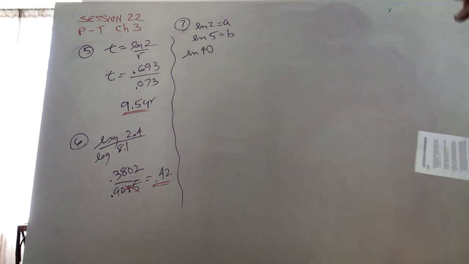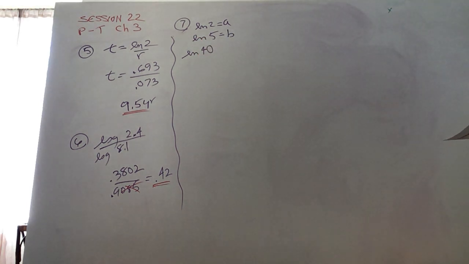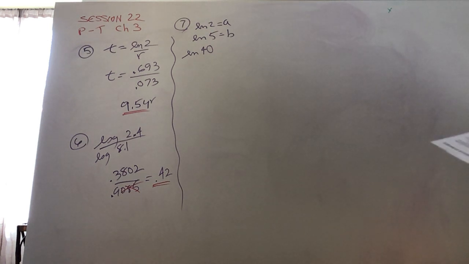What I'm asking you to do is to break this down by way of the rules and then proceed to insert A and B in place of natural log of 2 and natural log of 5. I'm not asking you to look for the natural log table, okay? We want the answer in terms of A and B.